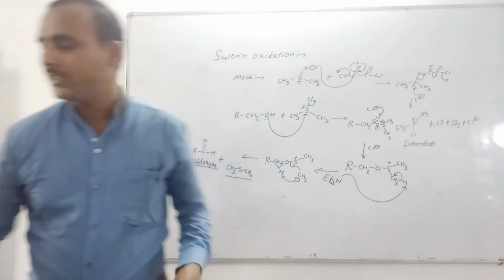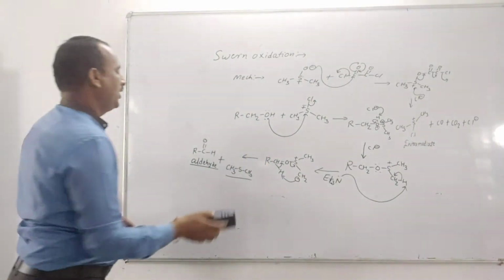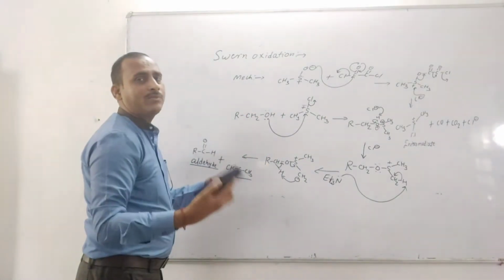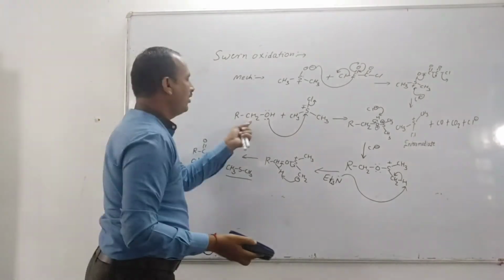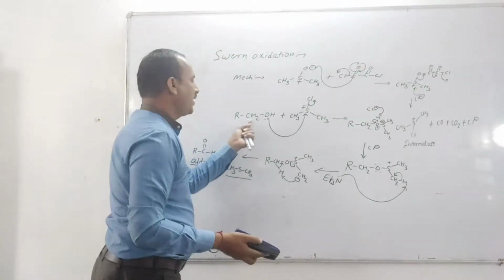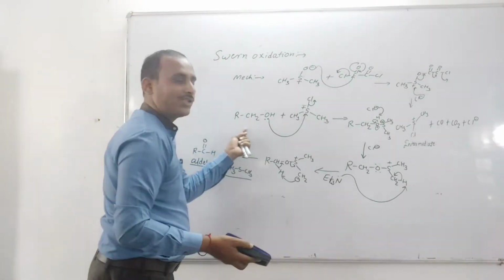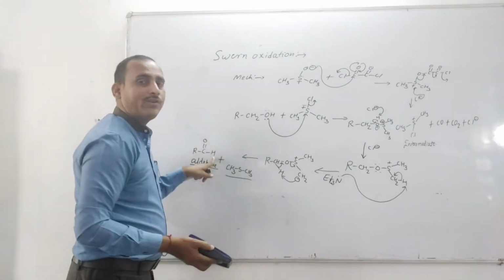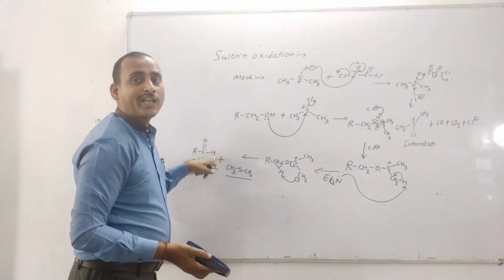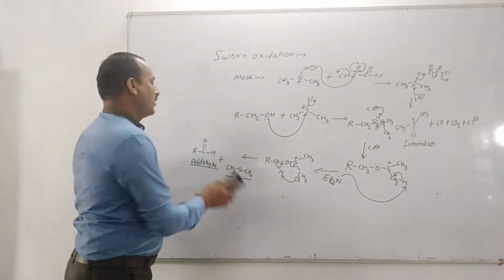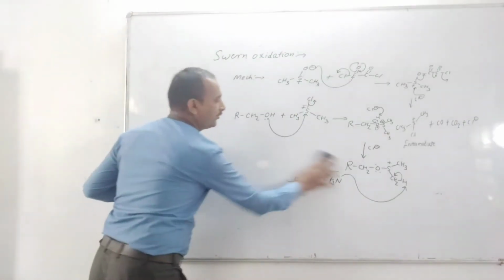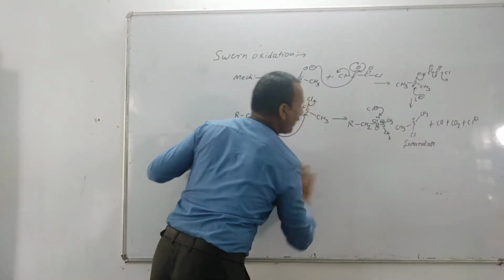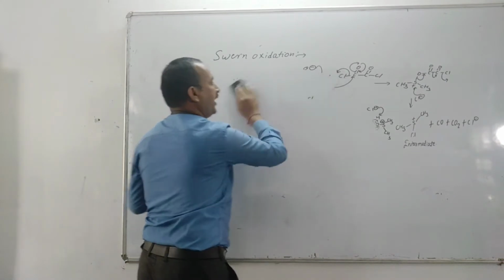Okay, let's take some more examples of the oxidation. A similar mechanism applies for the ketone. Instead of CH2 we can write RCHR dash, meaning instead of hydrogen there is an alkyl group. So this is the simple mechanism for the Swern oxidation reaction.